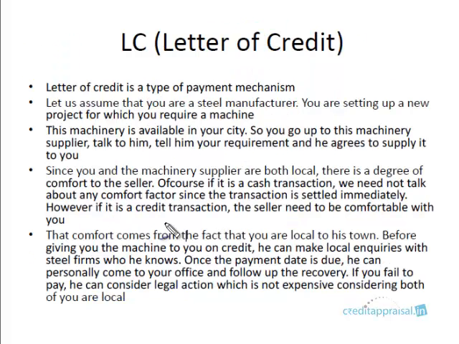So the two most important non-fund limits which you're going to normally encounter in your banking careers are LCs and BGs. The first one is LCs, letter of credit. It's known as letter of credit. So basically, a letter of credit is a payment mechanism. Just remember that it's a payment mechanism.